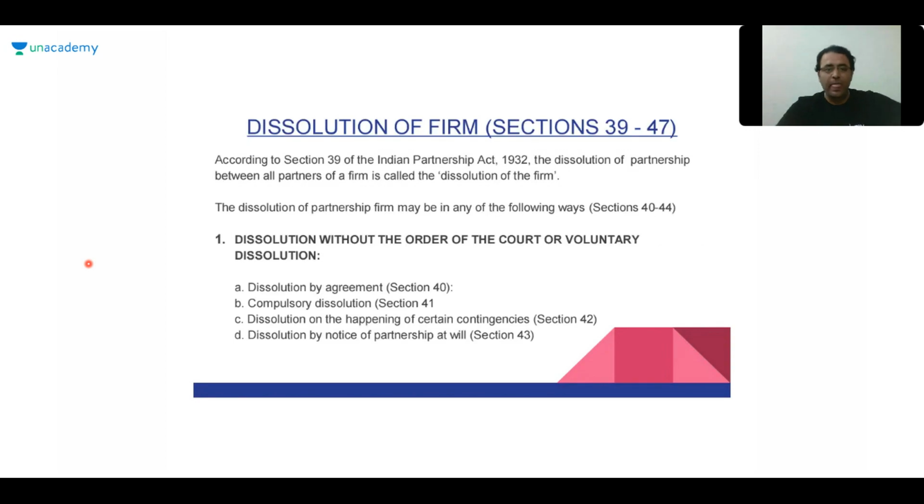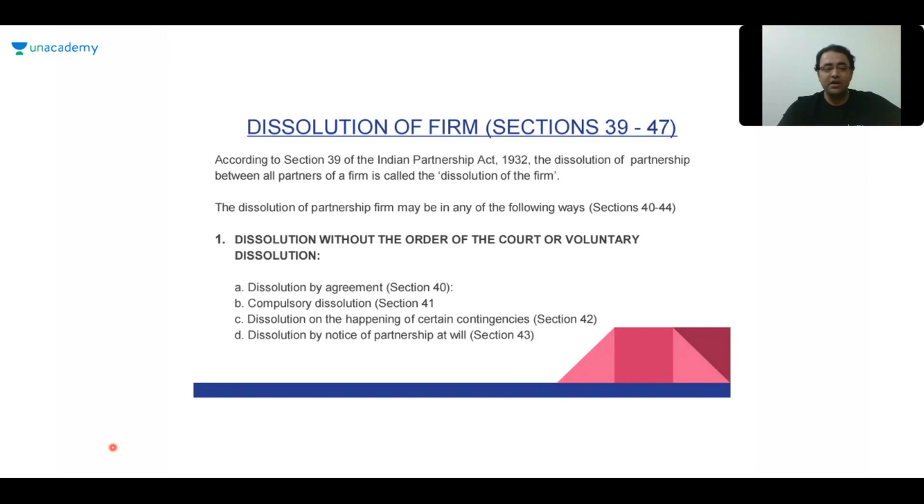Okay, dissolution of firms. According to Section 39 of the Indian Partnership Act, the dissolution of partnership between all the partners of the firm is called dissolution of firm. The dissolution of partnership firm may be in any of the following ways. Dissolution without the order of the court. Please remember there are two ways of dissolving a partnership firm. One is without the order of the court and one is with the order of the court. So let's look at each of them.